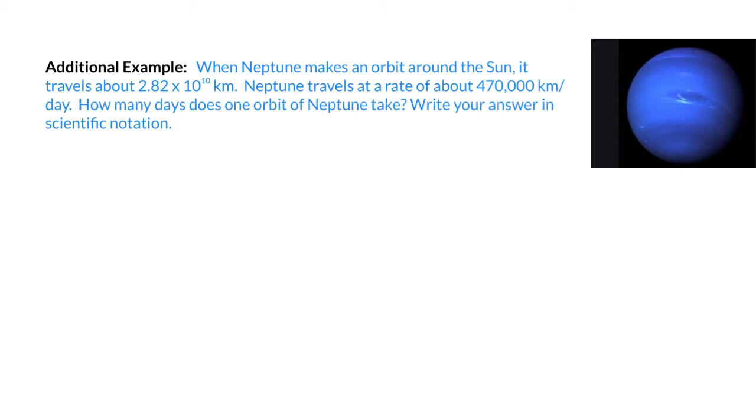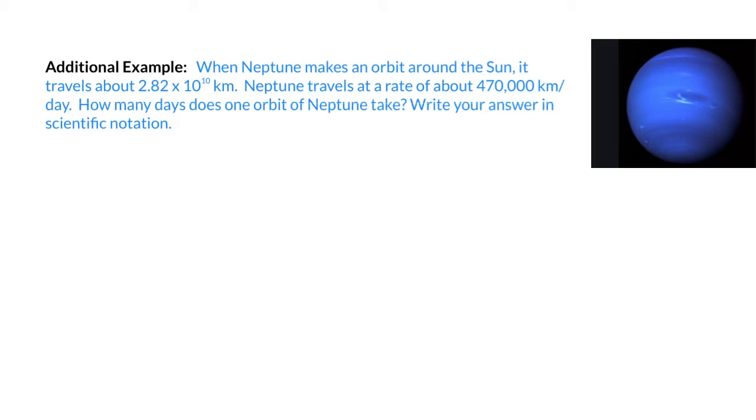Okay, so this is just an additional problem. This one is not found in your book, but I want to try another one. When Neptune makes an orbit around the sun, it travels about 282 hundredths times 10 to the 10th kilometers. Neptune travels at a rate of about 470,000 kilometers per day. How many days does one orbit of Neptune take? Write your answer in scientific notation.